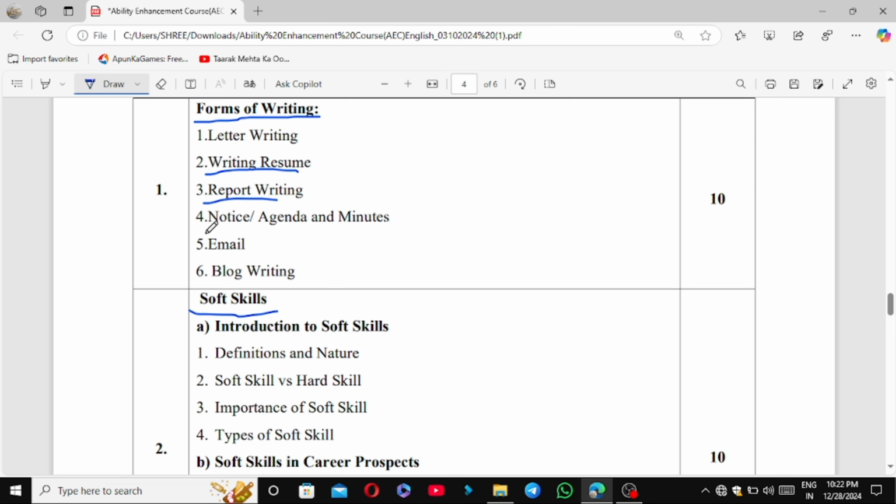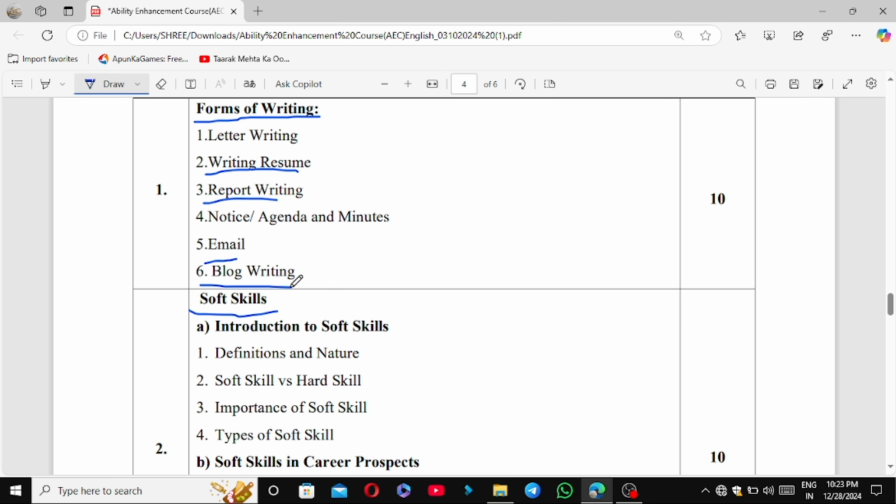Then agenda means a list of topics or activities to be discussed in a meeting. Suppose you have a meeting of your classroom, so what is the agenda of your meeting? You have given a list of topics to discuss in your meeting. Then minutes. Minutes means an official record of what transpired during a meeting, including discussion and decisions. Key components of minutes are title, date, time, location and names of attendees. Then email is an electronic mail.